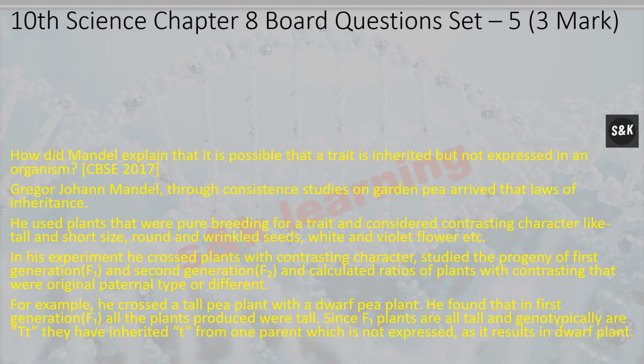For example, he crossed a tall pea plant with a dwarf pea plant. He found in the first generation all the plants produced were tall. Since F1 plants are all tall, the genotype literally is capital T and small t. They have inherited small t from one parent, which is not expressed, as a result of which no dwarf plant appears.